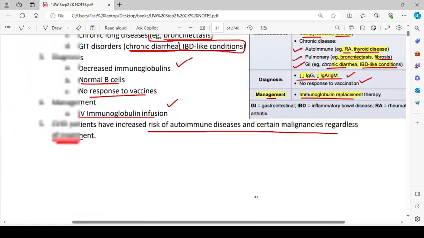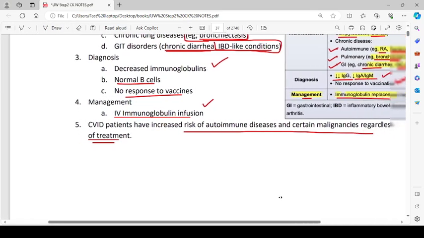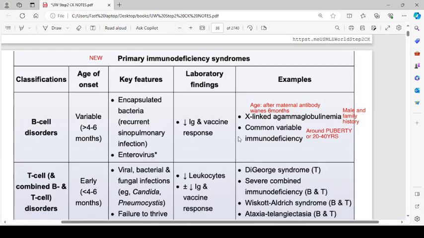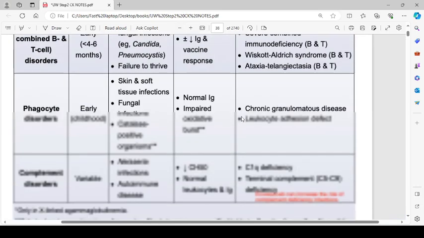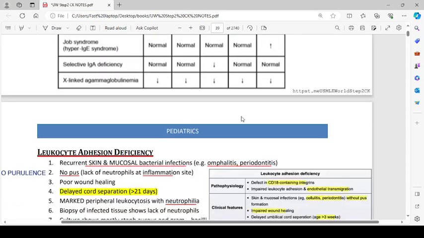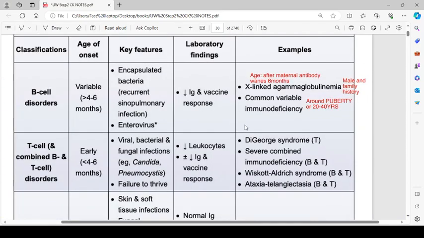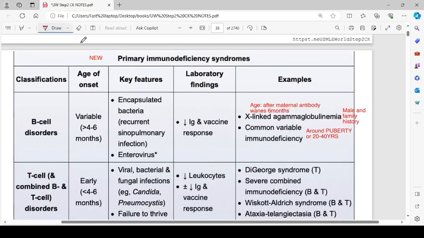Then the next topic is about, just give me a second. Yep. So it is primary immunodeficiency syndromes. Again, we are having a summary of that. I think we have seen this table before. So in this table, they are telling us about the primary immunodeficiency syndromes.